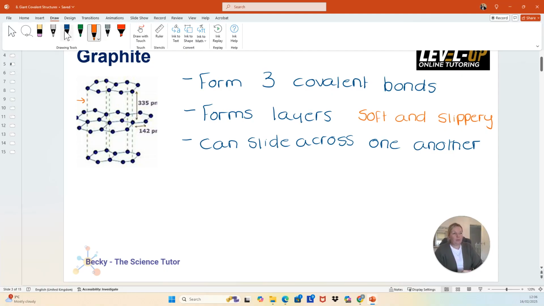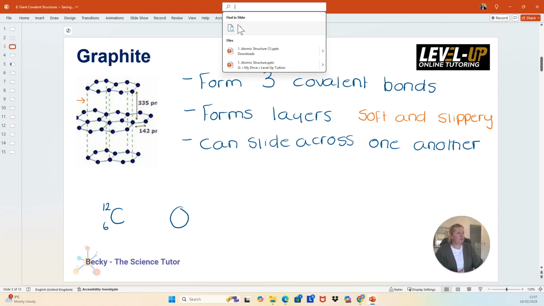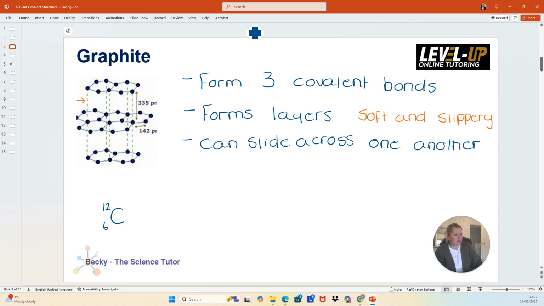Now the second property that we often get asked about is why can it conduct? Okay, so what I want you to do first is to think about the structure of carbon. So carbon is mass number 12, proton number 6. So it has 6 protons, therefore it will have 6 electrons. 2 in the first shell and 4 in the second shell. Whoops, that's a bit of a wobbly one. Might try that again. So all I'm going to do is just represent the outer shell. Okay, my 4 electrons in the outer shell.